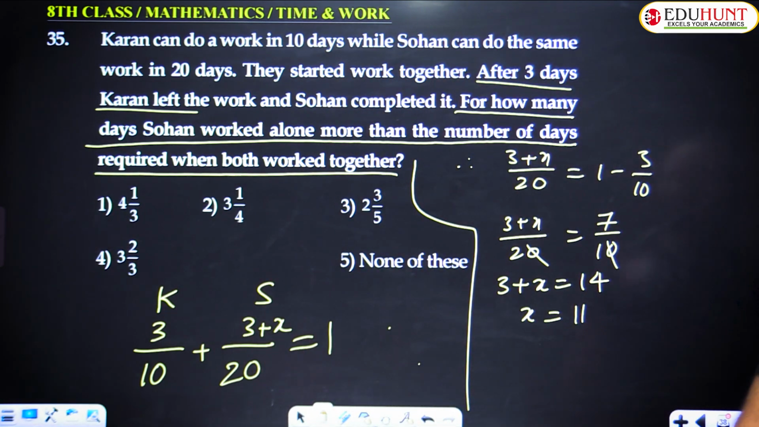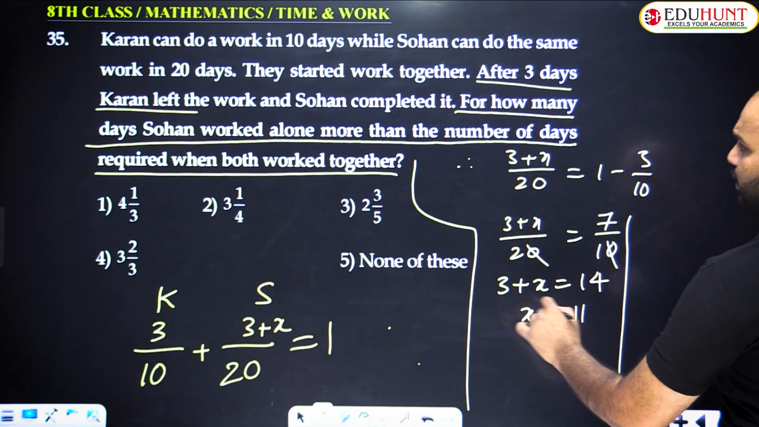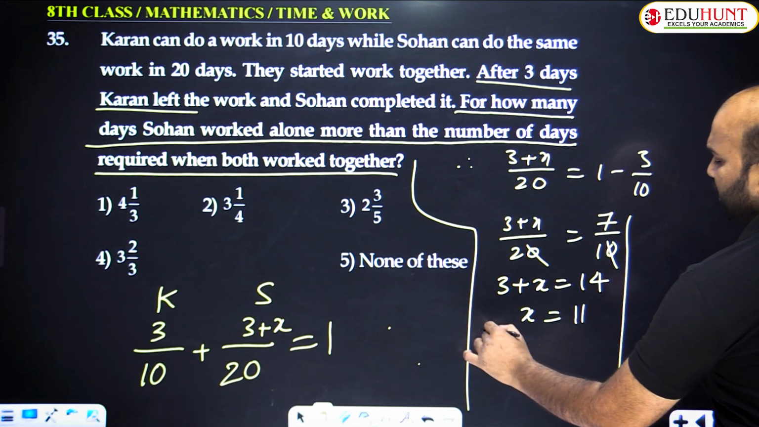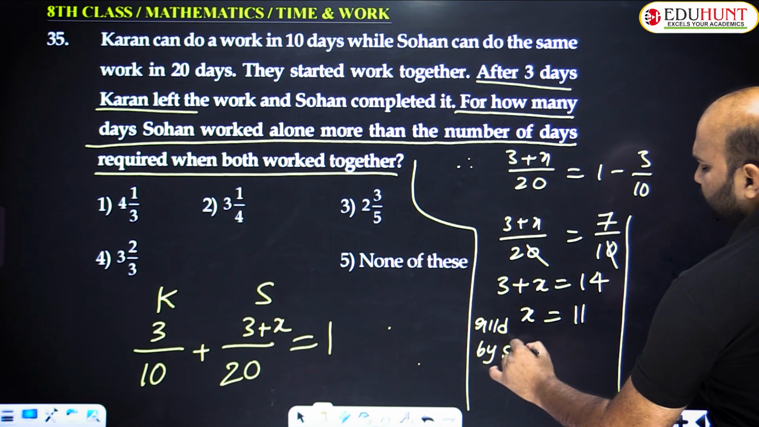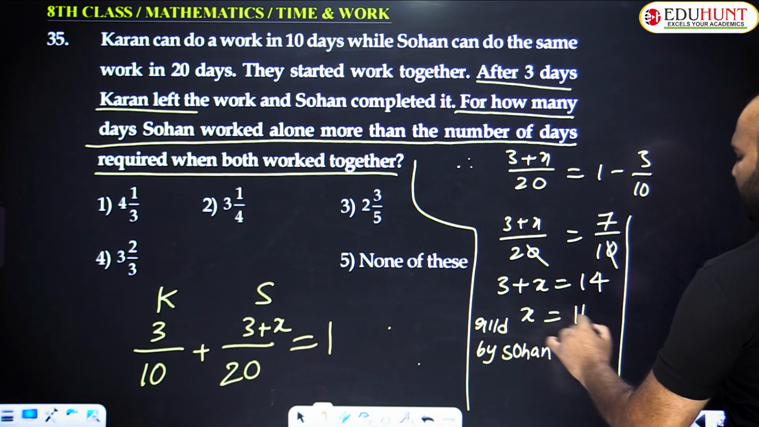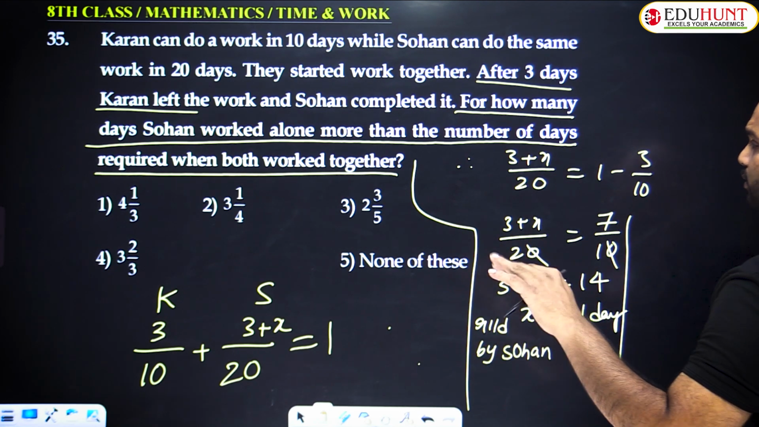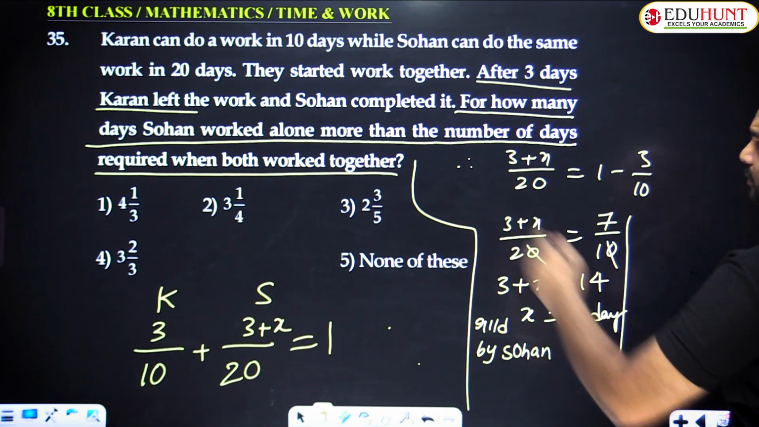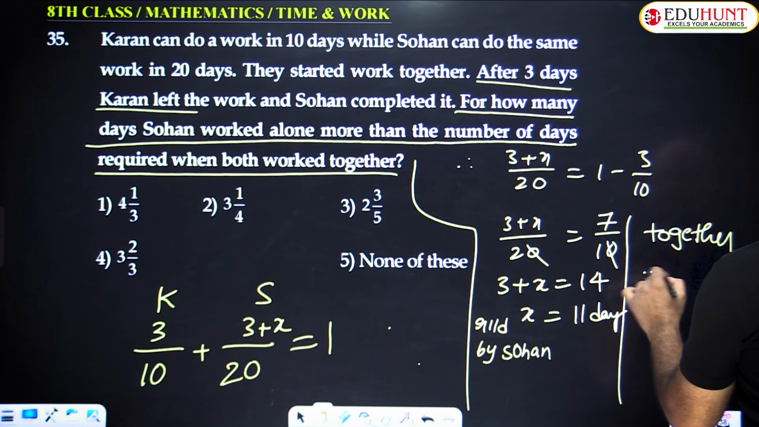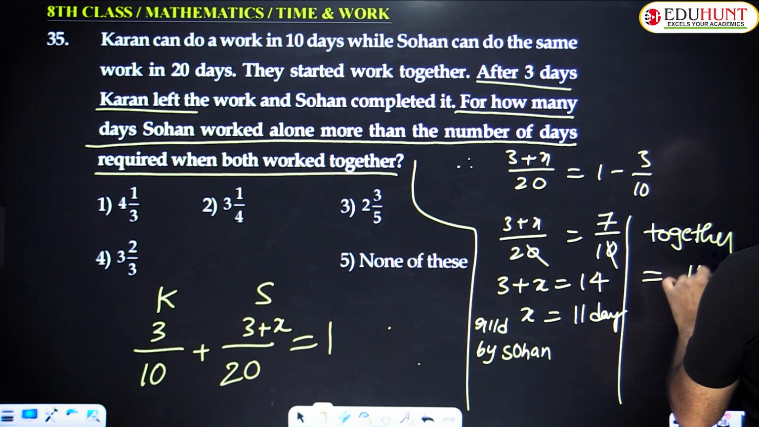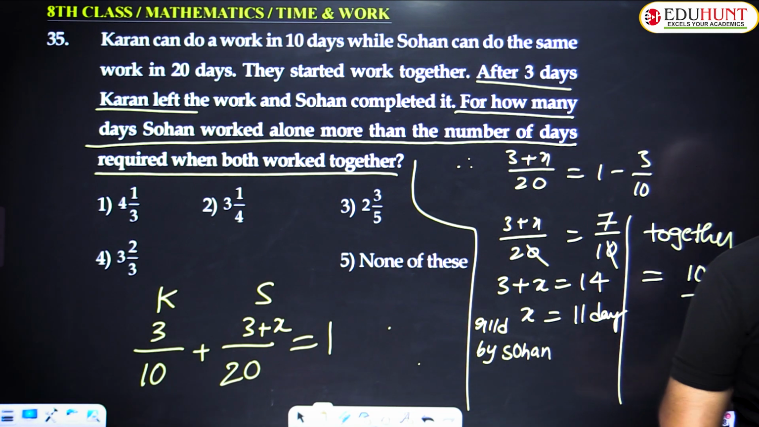So in that question, we also need to find the time both working together. X is nothing but the remaining days completed by Sohan, in 11 days. But the question I am asking is, how many more days does Sohan work alone? Alone means the remaining days, which is more than that of both working together. So first we have to calculate together. Together means product by sum. So Karan alone can do the work in 10 days, Sohan can do the same work in 20 days. That is product by sum, with the sum being 30.